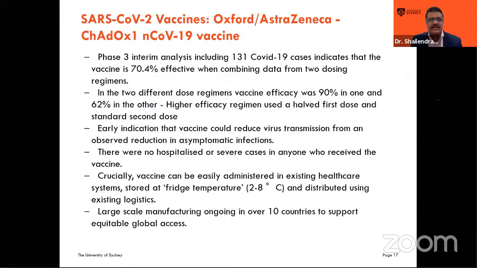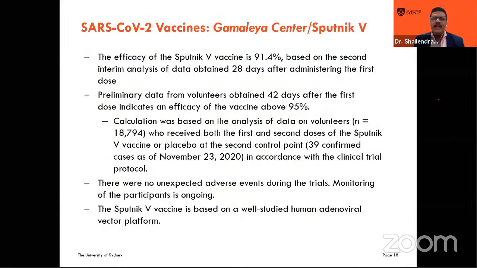And that's where I think it's really, really important, because we don't want a vaccine to just reduce the disease. We also want to control the pandemic. So that means transmission efficiency needs to be reduced as well. The best part of the vaccine, it's useful at normal fridge temperatures, and it can be distributed using our existing logistics. The Gamaleya or the Sputnik V vaccine that Dr.